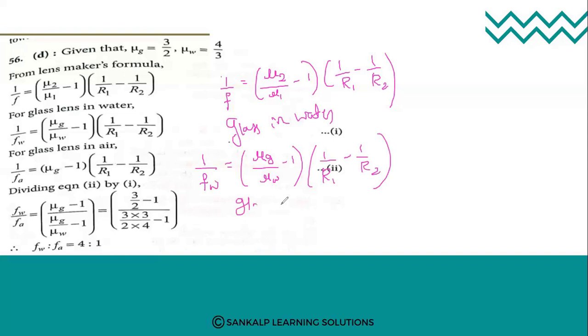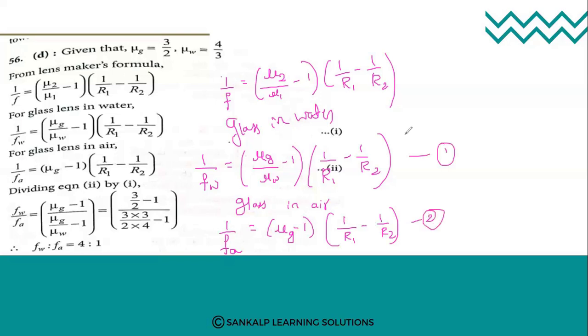Similarly, for glass in air, the formula is written as 1/fa is equal to, because for air the refractive index is 1, the refractive index of glass minus 1, into bracket 1/R1 minus 1/R2. You can name these as equation 1 and equation 2. You can take the ratio and simplify. You can try this one.